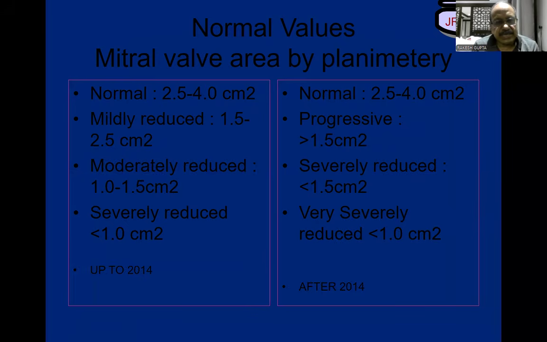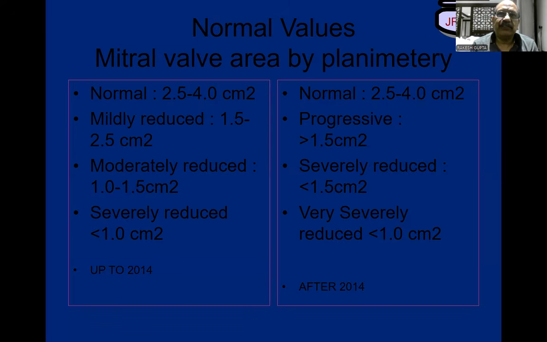Many times, many areas have changed. Many classifications have come up. But you have to remember one classification: severe mitral stenosis is less than 1.5 centimeters square, very severe is less than 1 centimeter square, and progressive is more than 1.5 centimeters square. That I'm talking of mitral valve area by planimetry.